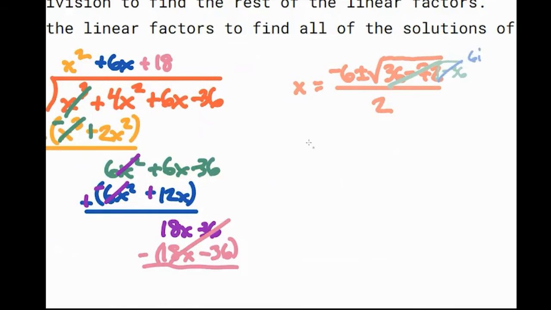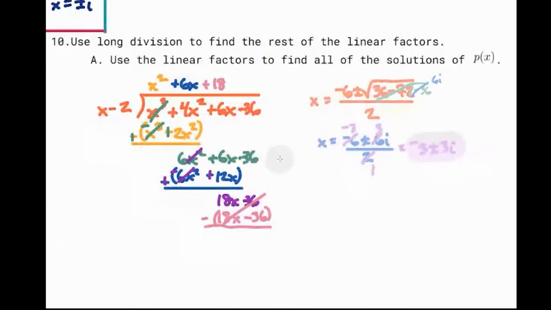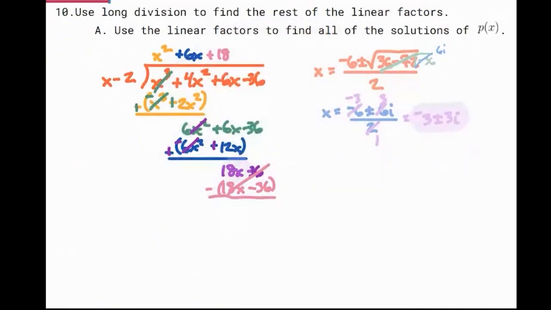So your final answer for this is going to be x is equal to negative 6 plus or minus 6i all over 2. And you can divide the top and the bottom by 2, so this becomes -3, this becomes 3, and this becomes 1. So you're left with -3 plus or minus 3i. Okay, so that's the other two solutions. So we have x equals 2 as one of the solutions, and x equals -3 plus or minus 3i. And the only thing left to do is then write this in factored form.